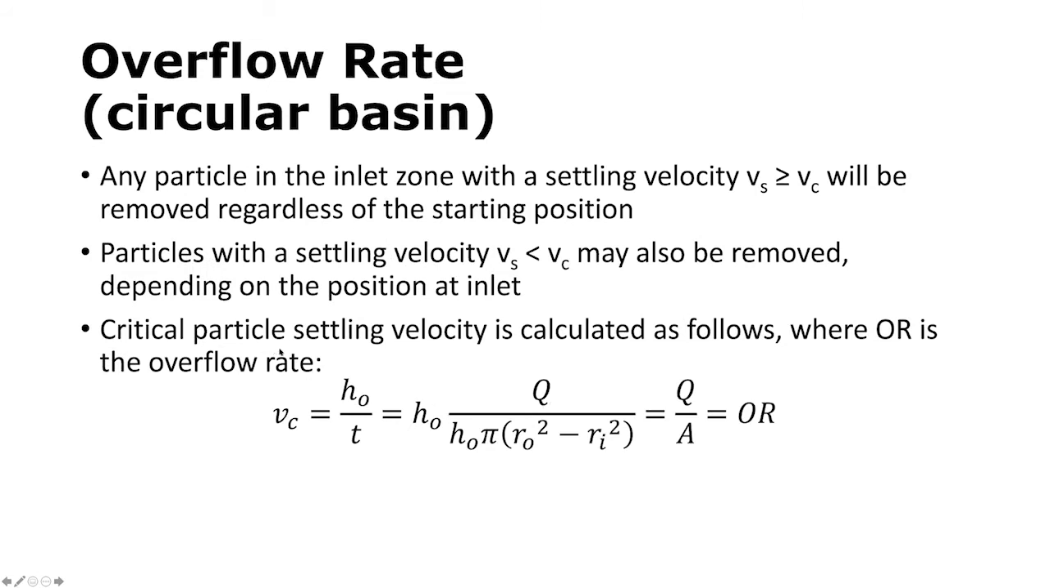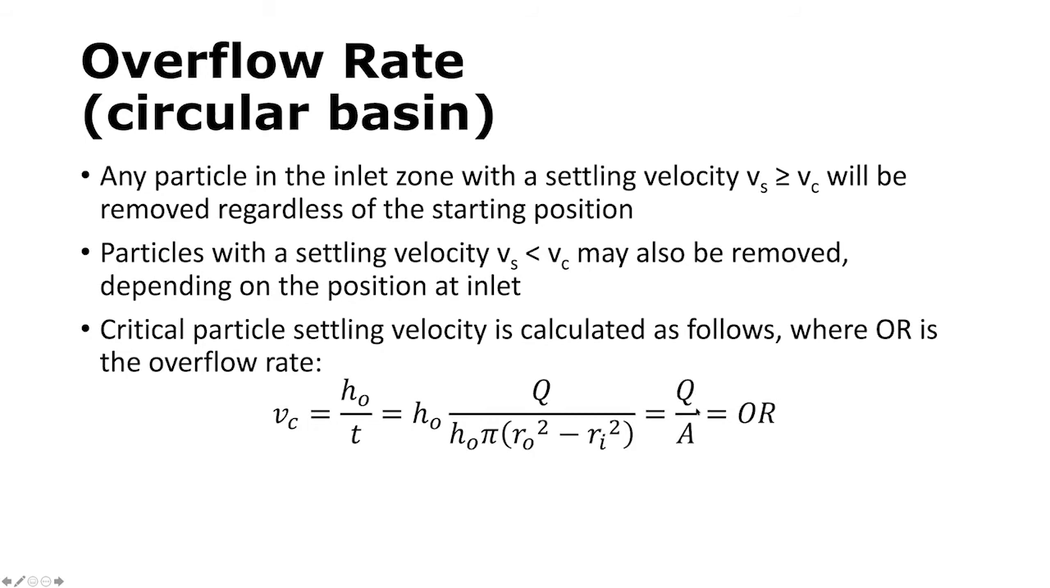So again, we can define a critical particle settling velocity. However, the equation is going to be slightly different, so it still would be equal to h sub 0 divided by the retention time. However, the retention time here is still equal to volume divided by flow rate, but that volume is going to be calculated as h sub 0 times pi times the difference in the square value of the radius, where you have the inner radius here, r sub i, and the outer radius here, r sub 0.